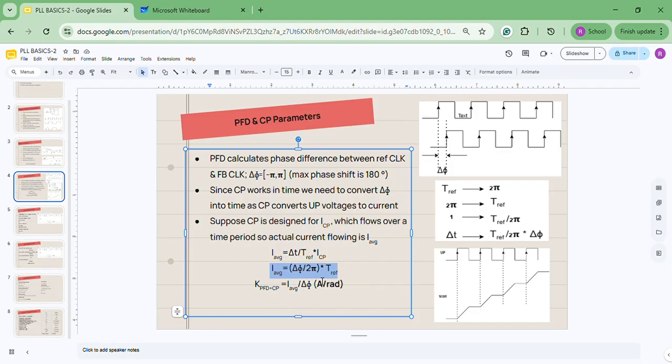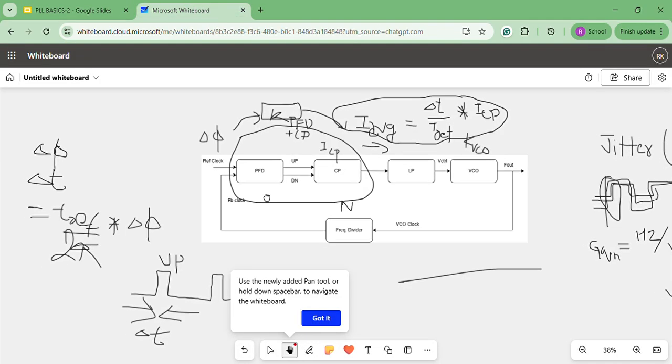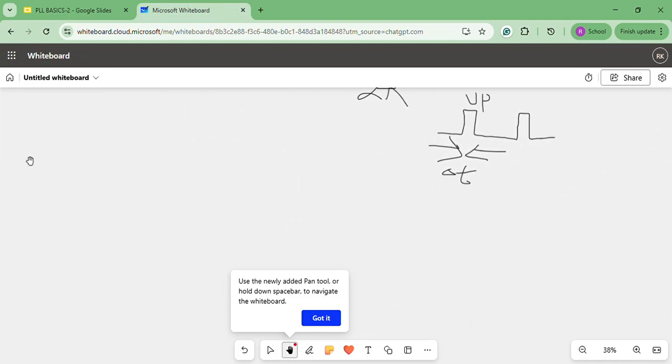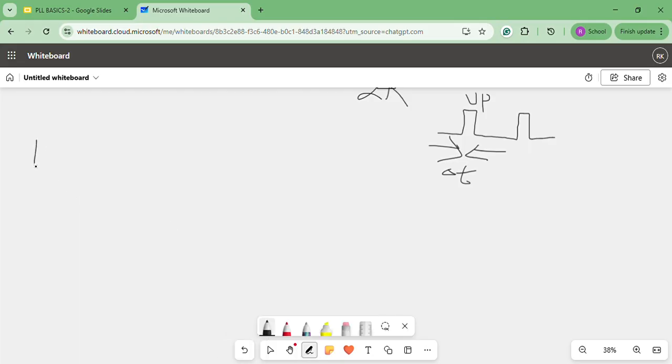I forgot to write the final formula, so I will write it here. From this equation, we'll get our final gain. Sorry for the bad handwriting. K PFD plus charge pump is nothing but I average by delta phi, correct?